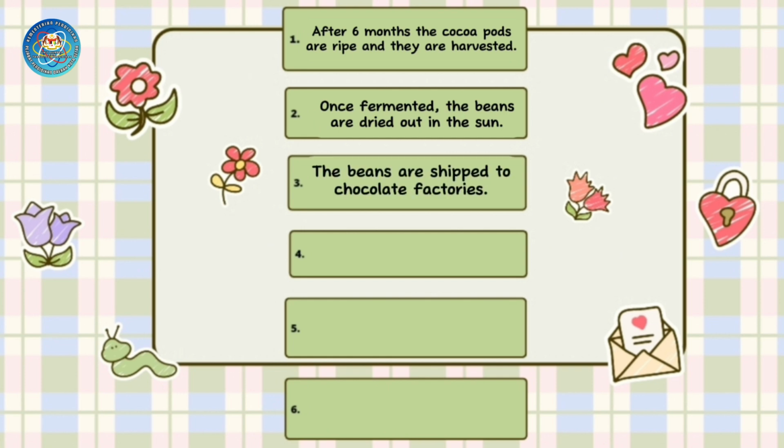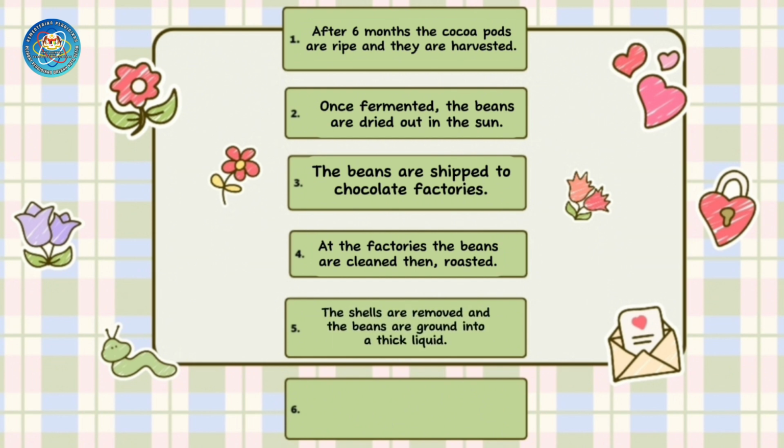Number 3. The beans are shipped to chocolate factories. Number 4. At the factories, the beans are cleaned, then roasted. Number 5. The shells are removed and the beans are ground into thick liquid. Number 6. The chocolate is packed and sent to the shop to be sold.